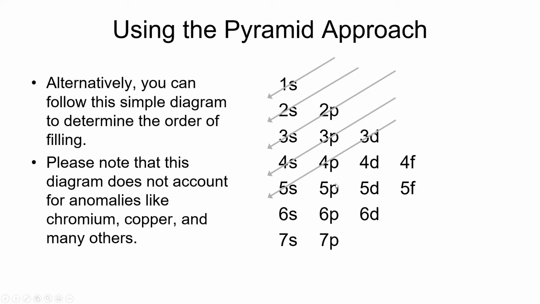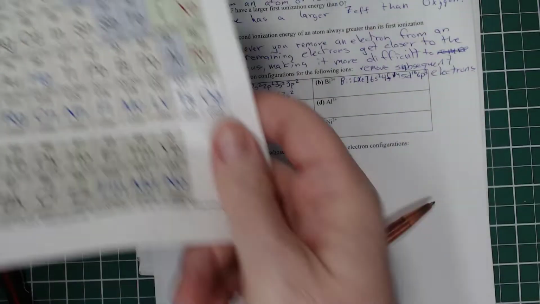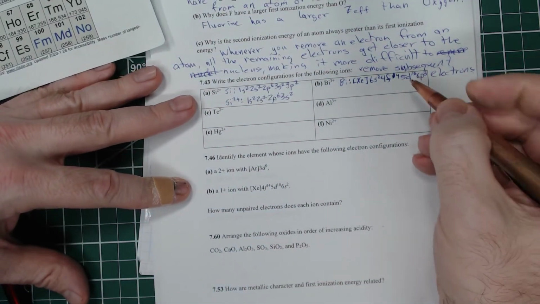So if you do that, 6s, rather, 4f, 5d, and then 6p. All right. I just want you guys to realize that that's how that is.